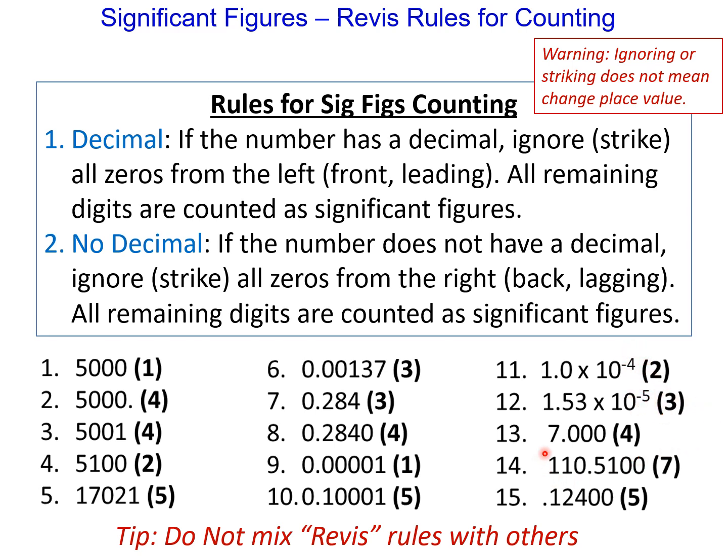In the next example, we have 7.0. There's a decimal in here. Therefore, we would strike the leading zeros, the ones on the left side. And since there are none on the left, we count 1, 2, 3, 4. In number 14, we have a decimal point. Therefore, we strike the front side. And since there's nothing to strike, we have 1, 2, 3, 4, 5, 6, 7. And in number 15, we have a decimal point. Therefore, we strike the front, and we would get 5 sig figs.